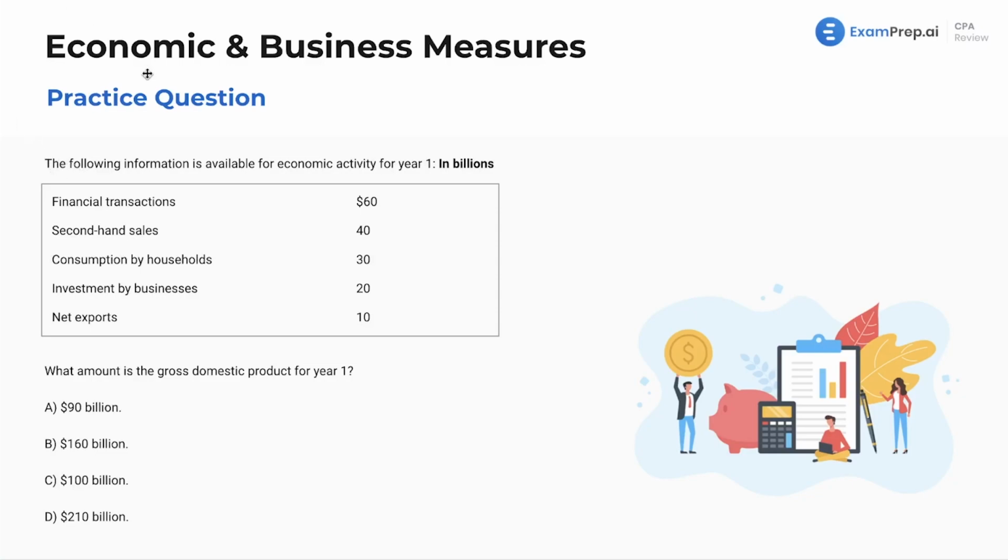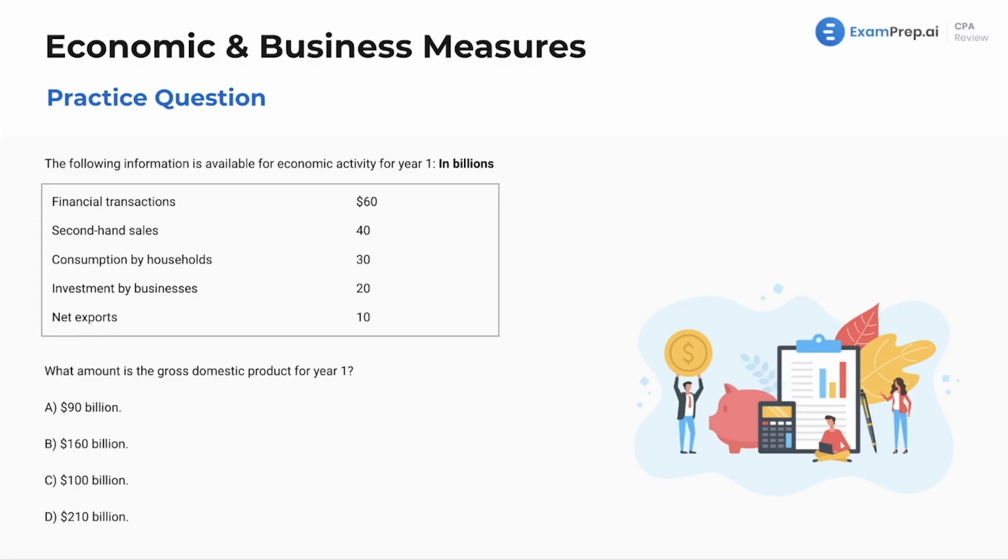The following information is available for economic activity in year one. All of these are in billions, so 60 billion, 40 billion, 30 billion. Just make sure you read those instructions. Financial transactions, secondhand sales, etc. Got a couple items here. I just want to read the question first because the question says, what amount is the GDP for year one?